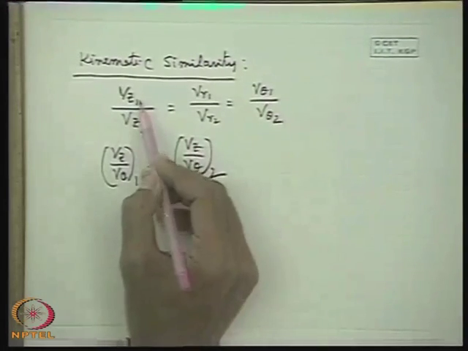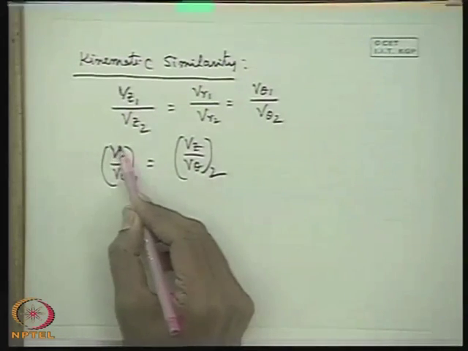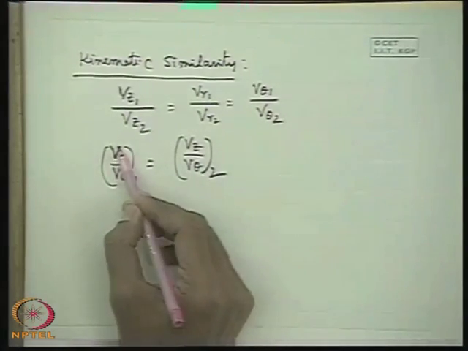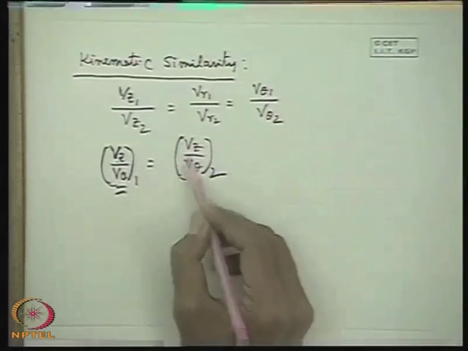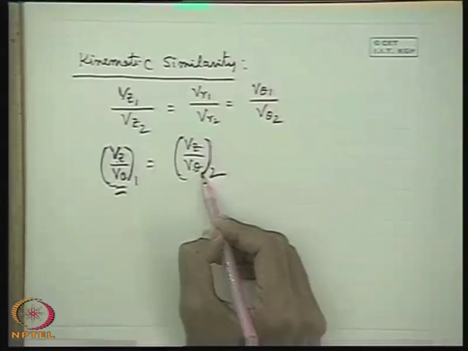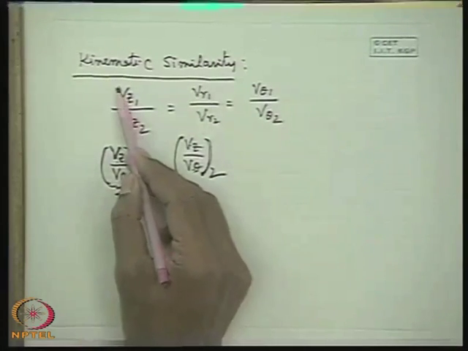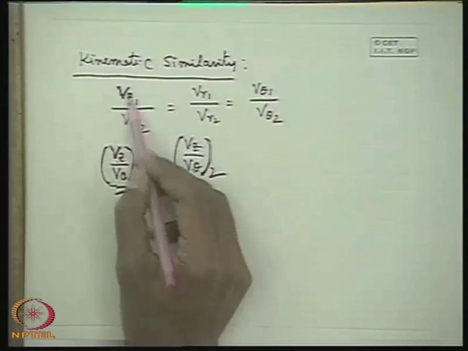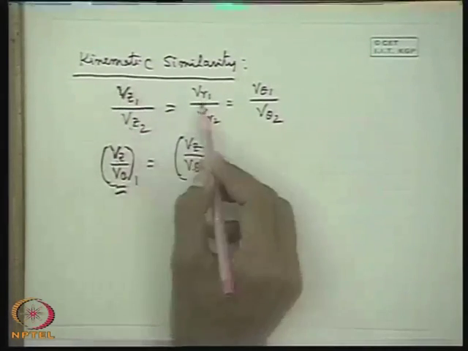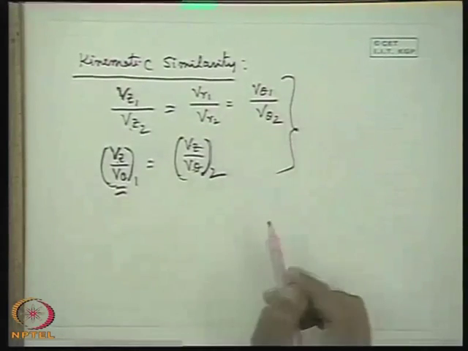That means the ratio of the corresponding velocities we can tell in other way also. The ratio of the corresponding velocities, or the ratio of any two velocities of one system, is equal to the ratio of the corresponding velocities in other system at all similar points. Or we can tell the ratio of a particular component of velocity at all similar points between the two systems are same with other components of velocity. So this is the requirement of kinematic similarity.